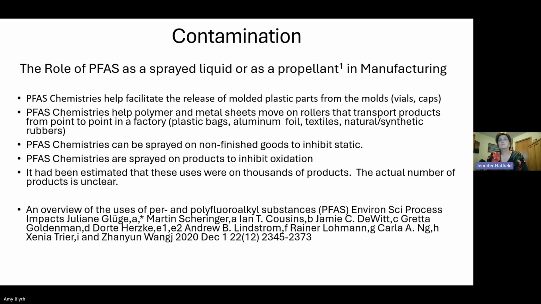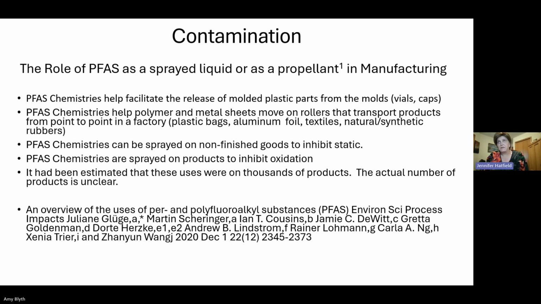PFAS chemistries help polymers and metal sheets move on rollers that transport products from point to point in the factory. Examples: plastic bags, aluminum foils, textiles, natural and synthetic rubbers, rubbers inside of vial caps. Sometimes they're contaminated with PFAS. That's because they were running them through here and then they used a stamp and stamped them out and put them in there. PFAS chemistries are often sprayed on non-finished goods to inhibit static. So as this stuff is running across these rollers, the thing that's rolling across it is sprayed with dilute PFAS.